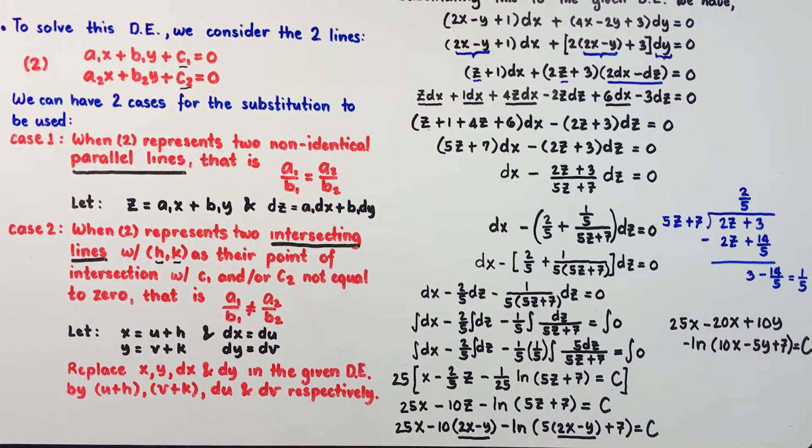So combining similar terms, we have 25x minus 20x. We have 5x plus 10y minus the natural log of 10x minus 5y plus 7, and this is equated to the constant of integration, c. And this is now our solution for this differential equation.